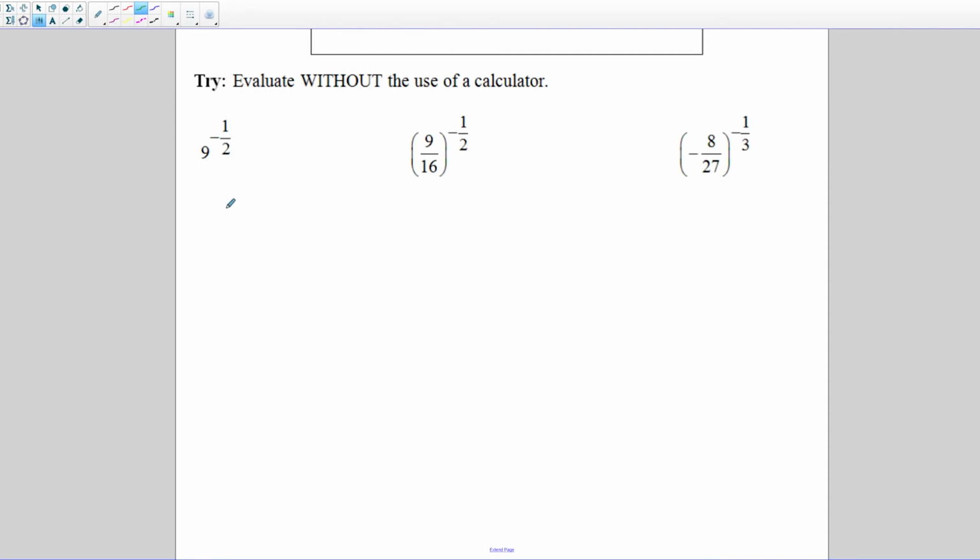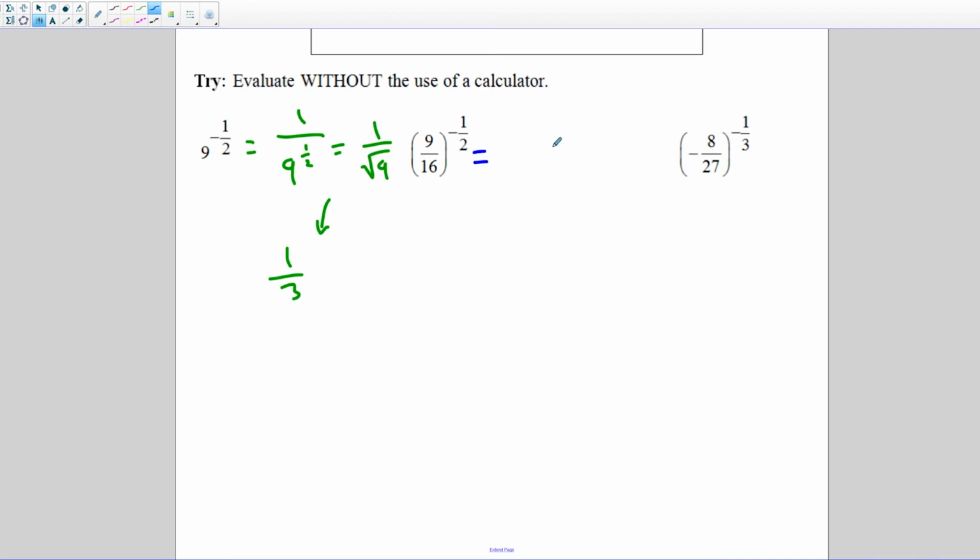So we can go ahead and try out a couple of examples. So this would leave us with 1 over 9 to the power of 1/2, which is the same thing as 1 over the square root of 9, and we can simplify this as 1 over 3.